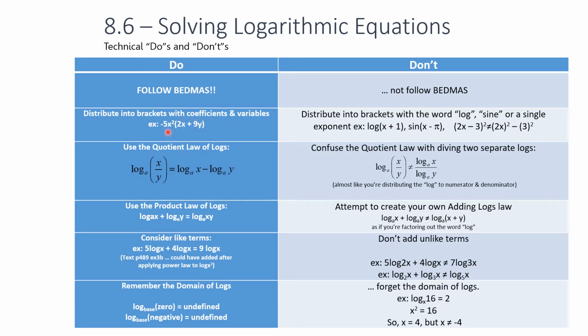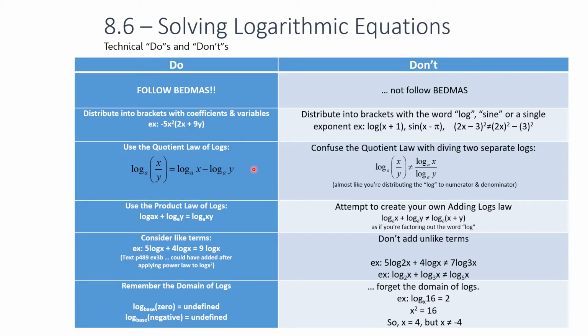Do distribute into brackets with coefficients and variables. You know you can distribute that. The negative 5x squared comes in with multiplication, no problem. But don't distribute into brackets with the word log or sine or a single exponent. So for example, log(x + 1), you don't distribute the word log in, that's wrong. You don't distribute the word sine in, that's wrong. And when you just have a power of 2, you don't just distribute the 2 into it and get 2x squared minus 3 squared. That's wrong. So that's improper use of BEDMAS, but it's also improper use of distribution.